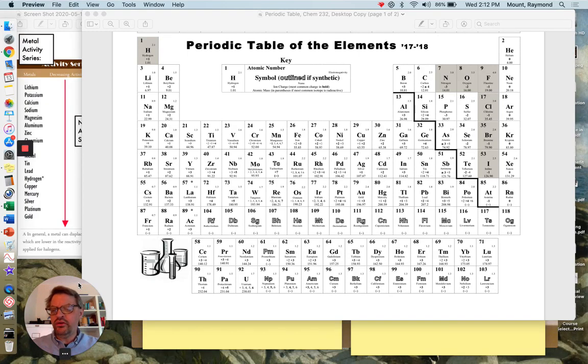Everybody, so you just watched a video on single replacement reactions. Hopefully by now you've realized that this week we're looking at different types of chemical reactions. Yesterday you looked at synthesis reactions and decomposition reactions, and today you're looking at single replacement reactions.